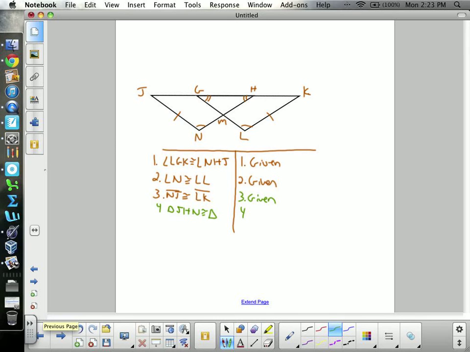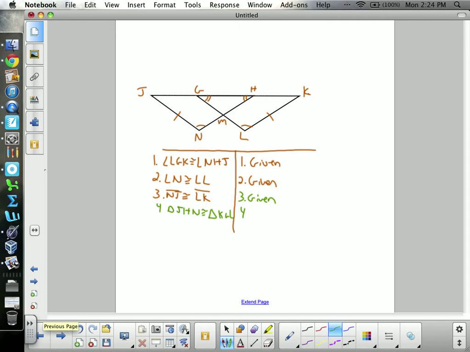KL. Okay, but J would correspond to which angle? G. No. K. G corresponds to H. Okay, so it'd be KGL. What reason? Angle side. Which one is it? Angle, angle, side, or angle, side, angle?